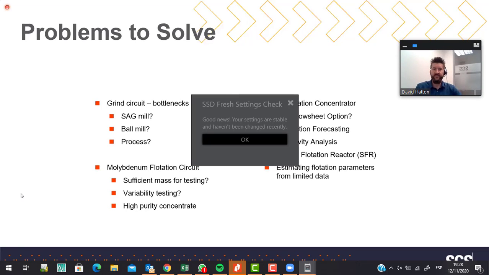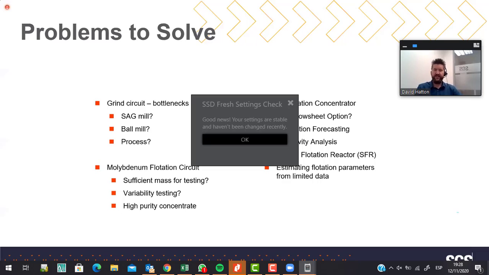As I mentioned, this was a very challenging project and we had many problems that we needed to solve along the way. One of those that came up for the grinding circuit was investigating the different bottlenecks in the circuit. We discovered that we could improve the performance by investigating the bottlenecks, either in the SAG mill, the ball mill, or the process bottlenecks.